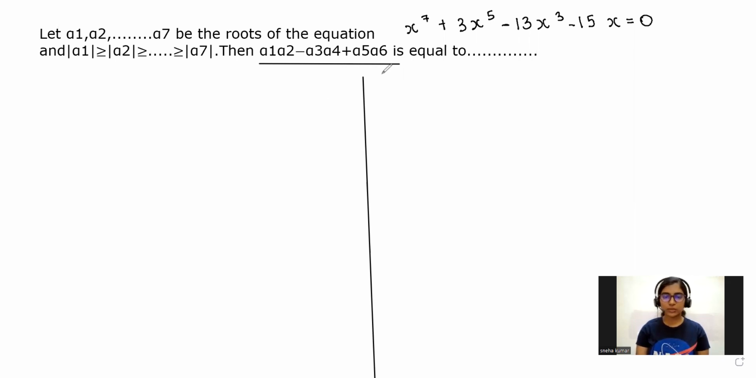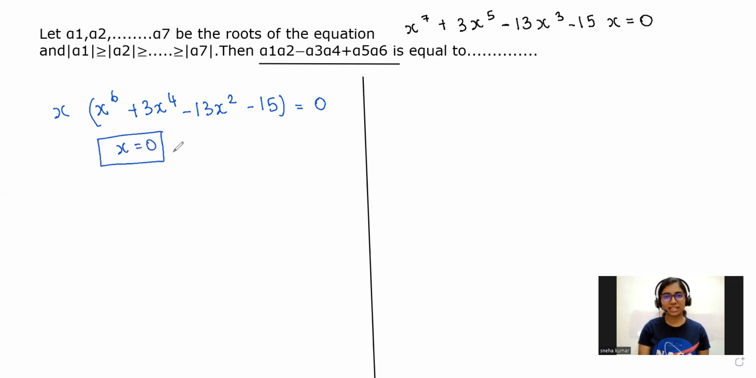First thing, when you take a look at this equation, I can take x common, right? If you take x common here, what do we get? x power 6 plus 3x power 4 minus 13x square minus 15 is equal to 0. Now one look at this equation, I can easily say that x is equal to 0 is one of the roots. You all agree with me?